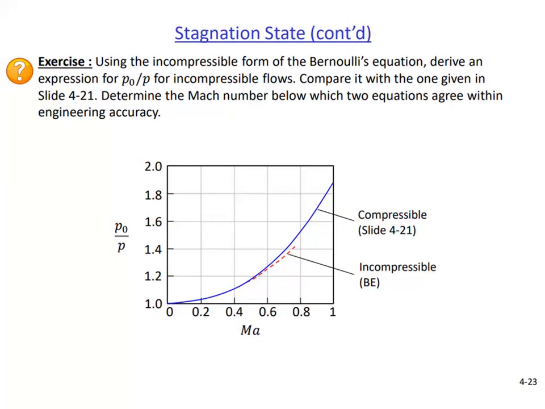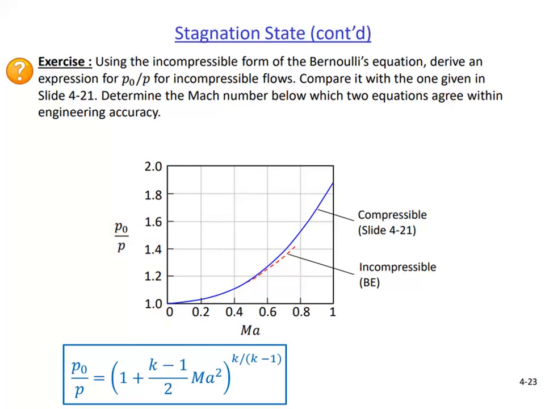The exercise of the next slide is about the comparison of the variation of the stagnation pressure over static pressure ratio with Mach number obtained in two different ways. The blue curve is directly coming from slide 421. It is the plot of this equation with the specific heat ratio taken as 1.4. The red dashed curve is obtained using the incompressible Bernoulli equation. It is the plot of this equation shown in red color, which is derived in the handout.